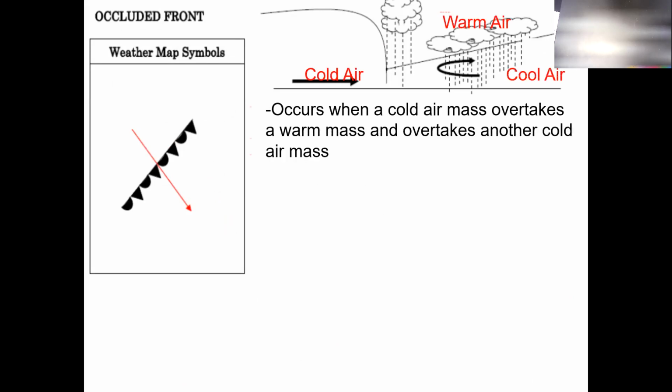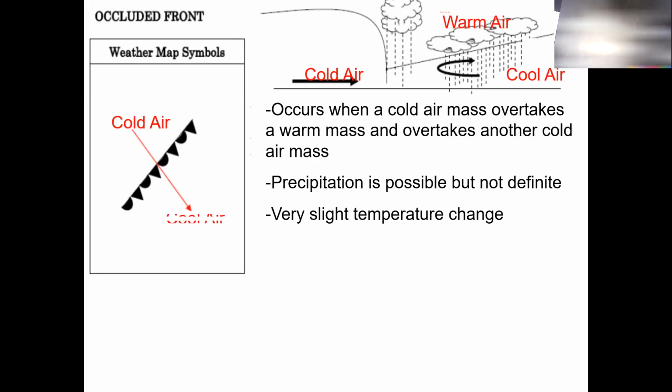An occluded front is a little different. It occurs when one cold air mass overtakes another warm air mass and then grabs another cold air mass in the meantime. So it's basically one really fast moving cold front that overtakes two other fronts. So precipitation is possible, but not definite. And there will be a slight temperature change. Basically, this is when we have rainy days for a couple of days.